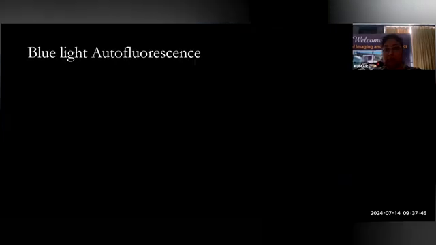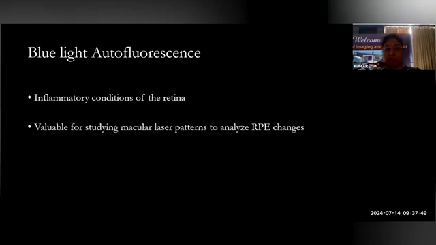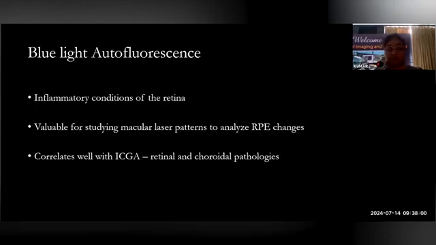The light which is emitted is of a longer wavelength, and it mainly concentrates on melanin from the RPE and choroid. The blue light autofluorescence is mainly used for the inflammatory conditions of the retina. Another valuable use is to study the macular laser patterns from focal lasers, to analyze the RPE changes caused by these focal lasers. It correlates well with ICGA in retinal and choroidal pathologies.